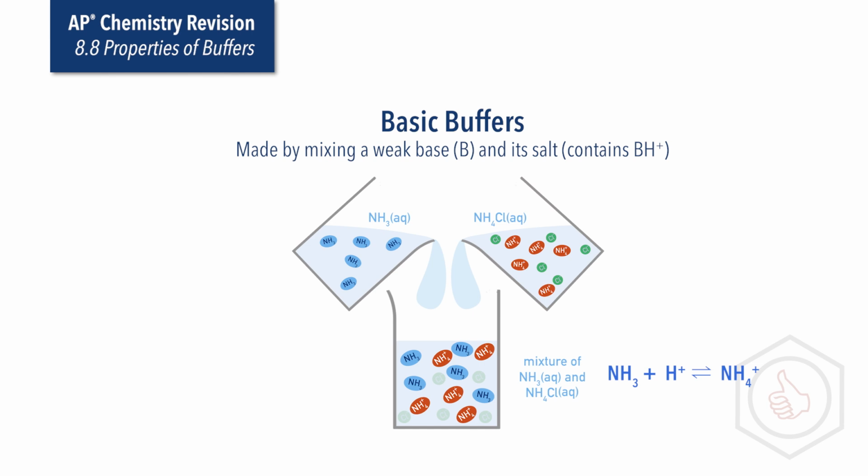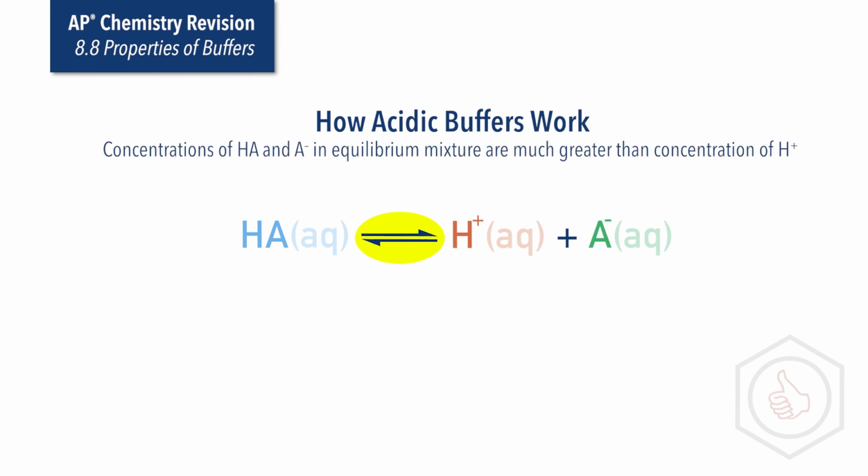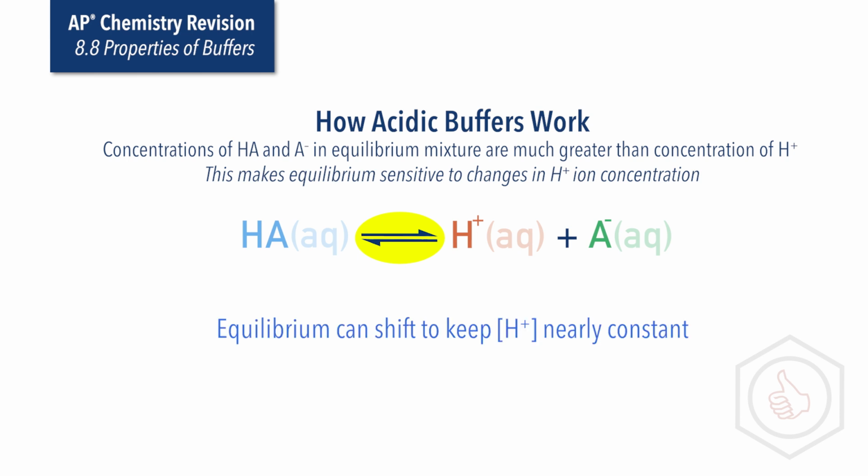So how do acidic buffers work? An equilibrium is established in the buffer system between HA, A- and H+, or H3O+. The concentration of HA and A- in the mixture must be much greater than the concentration of H+. This ensures that equilibrium is sensitive to changes in H+ ion concentration more than changes to HA and A- concentration. Equilibrium can shift to keep H+ ion concentration nearly constant.